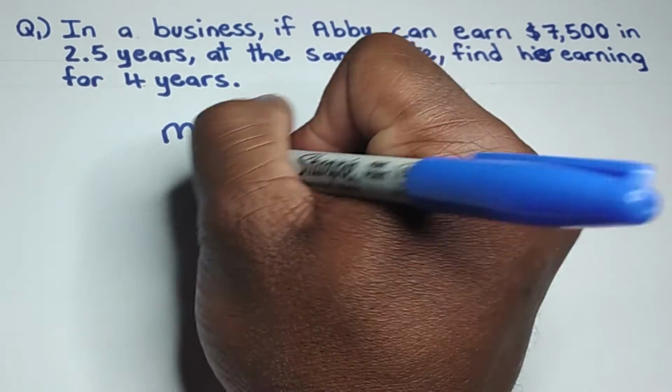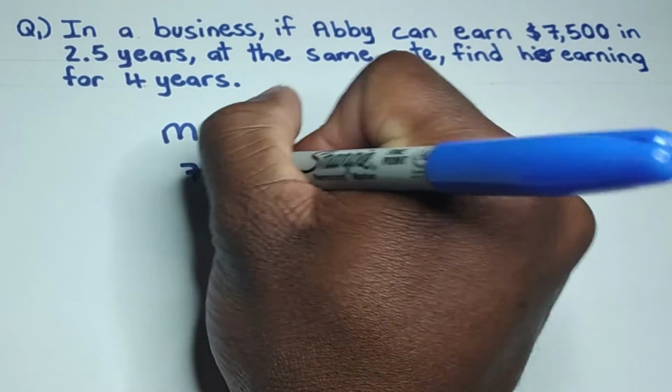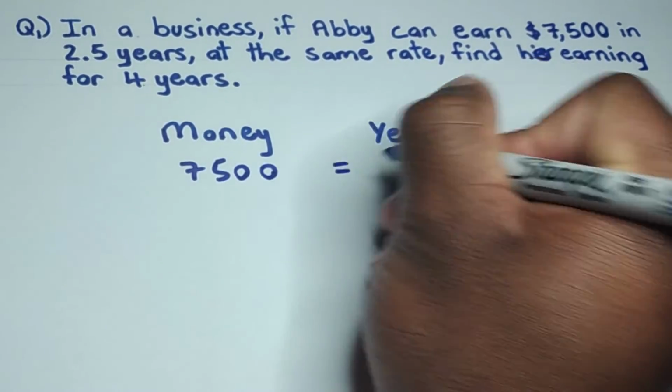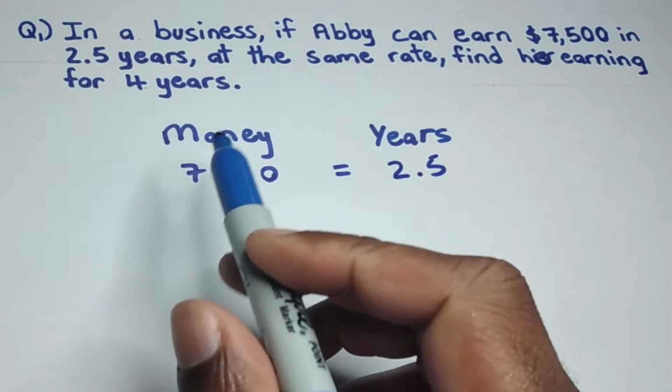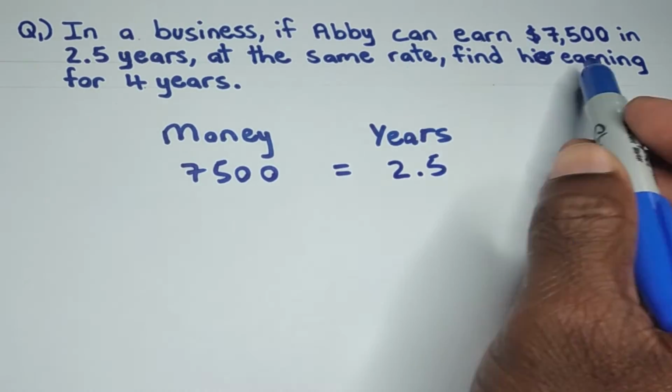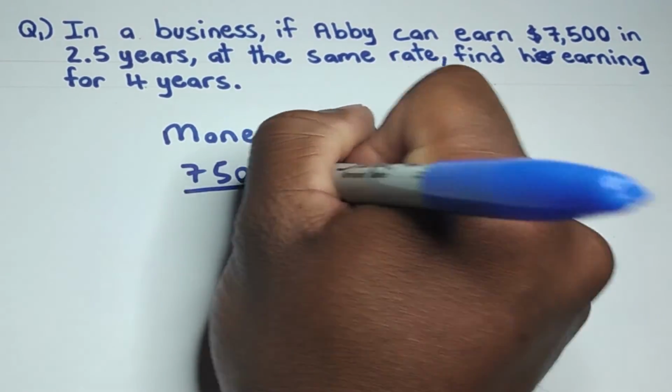So we know that she earned $7,500 in 2.5 years, alright. And now what do they want us to know? They ask us to find her earnings, which means we don't know this value.